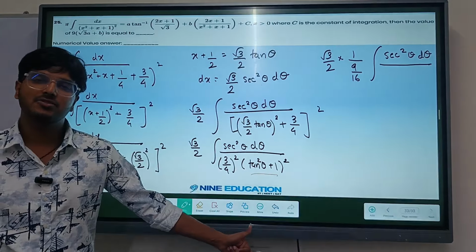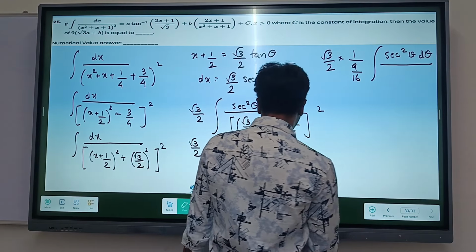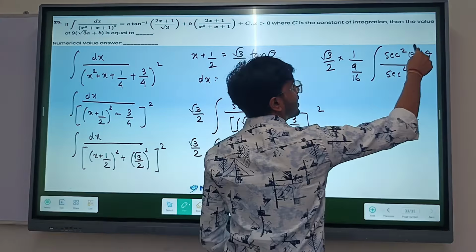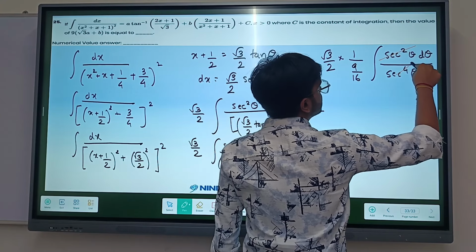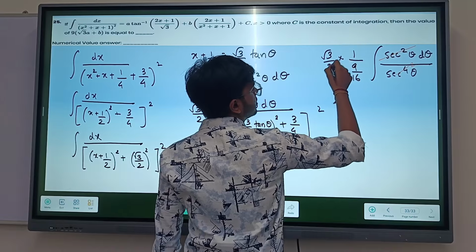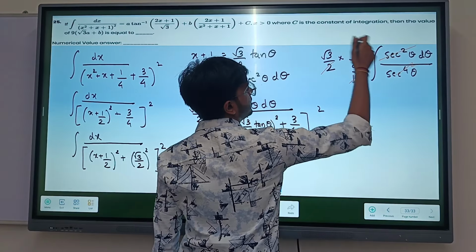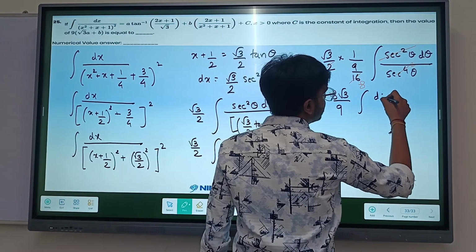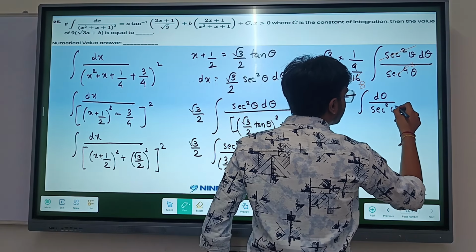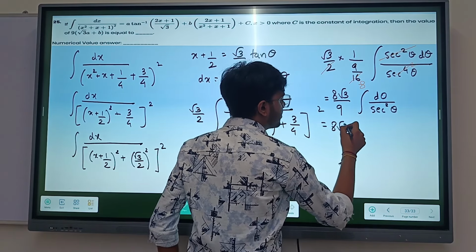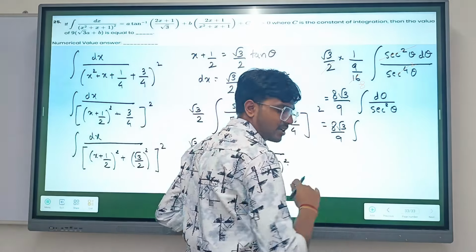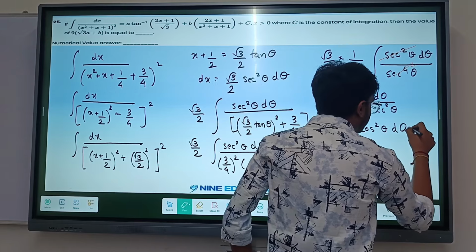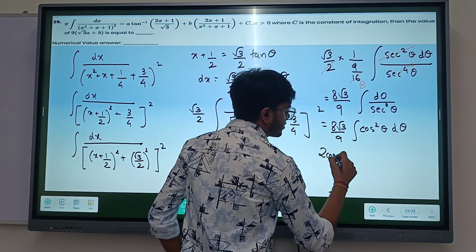What is tan square theta plus 1? Secant square theta, and we have secant square theta whole square, so secant power 4 theta. Secant square theta, and the secant power 4 will come down. So 2 8s are 16, this 8 will go up: 8 root 3 by 9 integration of d theta by secant square theta. That equals 8 root 3 by 9 integration, secant square theta goes up and it becomes cos square theta d theta. Now I'll use this formula for the cos square theta integration.